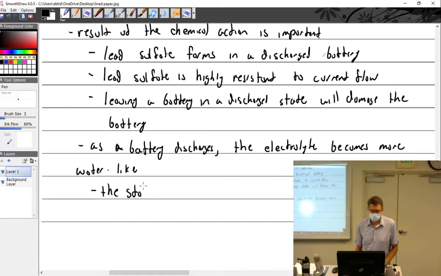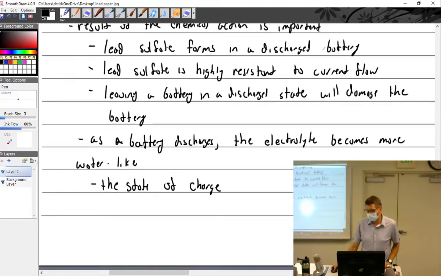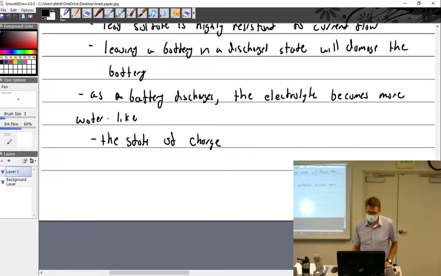The state of charge. So as a battery discharges, the electrolyte becomes more like water. So if that is true, which it is, the state of charge can be checked by using a hydrometer, or hydrometer if you like.